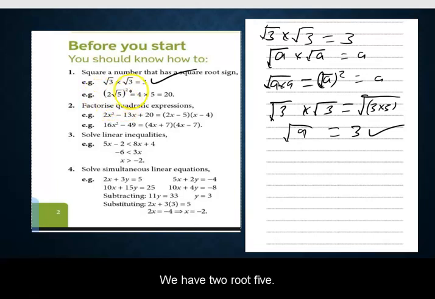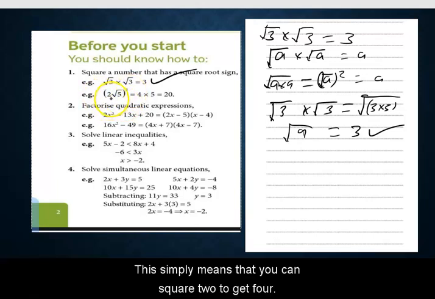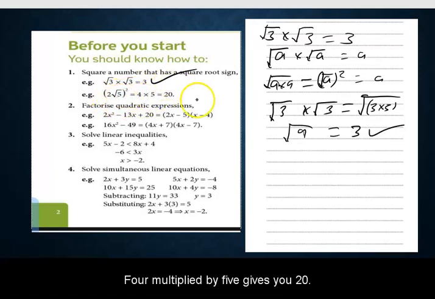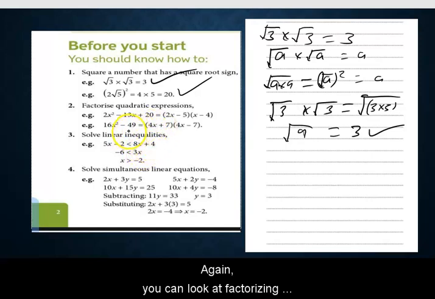We have 2 root 5. This simply means that you can square 2 to get 4. 4 multiplied by 5 gives you 20. The roots cancel out. Again, you can look at factorizing quadratic expressions.